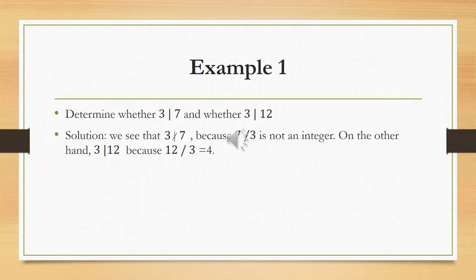Example 1. Determine whether 3 divides 7 and whether 3 divides 12. Solution. We see that 3 does not divide 7 because 7 divided by 3 is not an integer. On the other hand, 3 divides 12 because 12 divided by 3 is equal to 4.